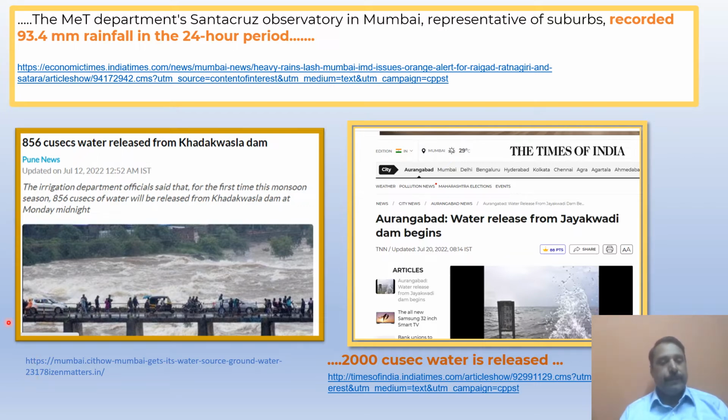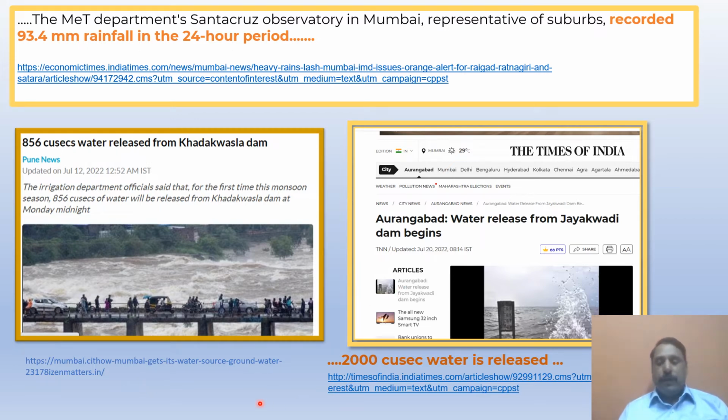will try to understand. If it rains heavily, then the doors of the dam are opened and water is released from the dam. For example, the second news and the third news is about the release of water from the dam. In this news, it is quoted that 856 cusec of water is released from Khadakwasla Dam. Now, what exactly is the cusec, or what exactly 800 or 2000 cusec really mean?